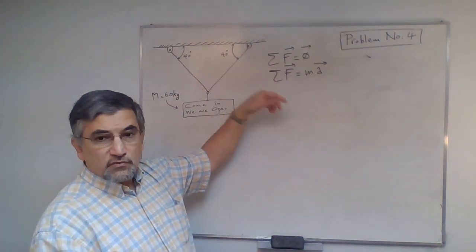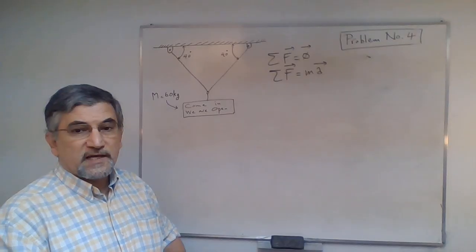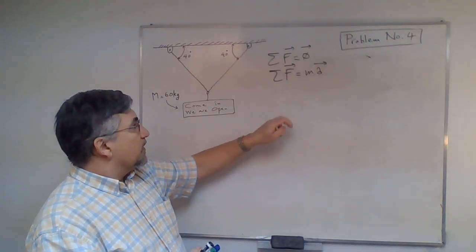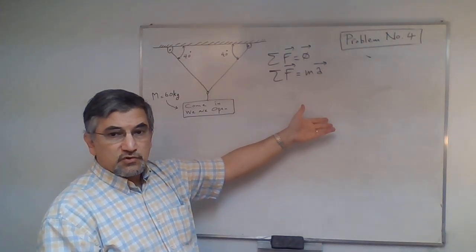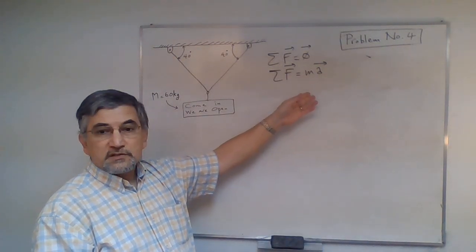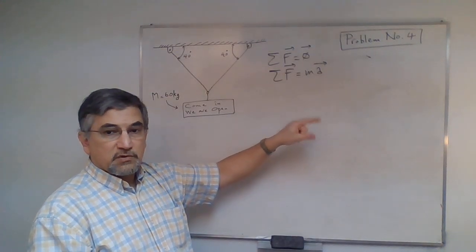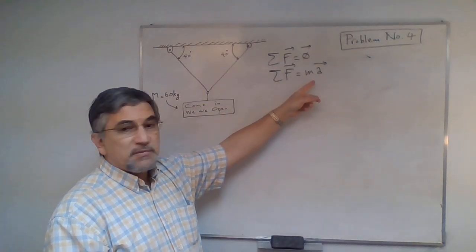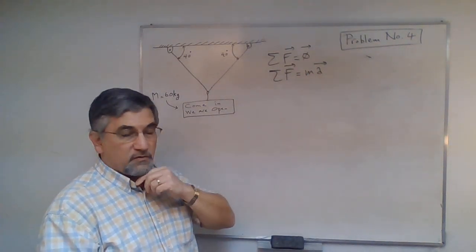Sigma F, or the sum of the forces, the resultant of all the forces acting on an object, is equal to the mass times acceleration. And if the acceleration is 0, it means that there is no motion, or it means that if there is motion, the motion is uniform motion with a constant velocity. In either case, the acceleration is 0. And if that becomes 0, so sigma F on the left side will equal 0.